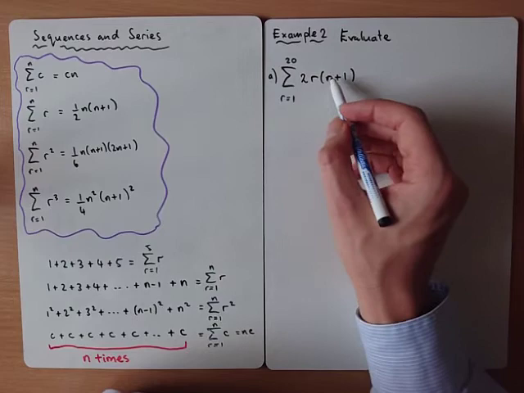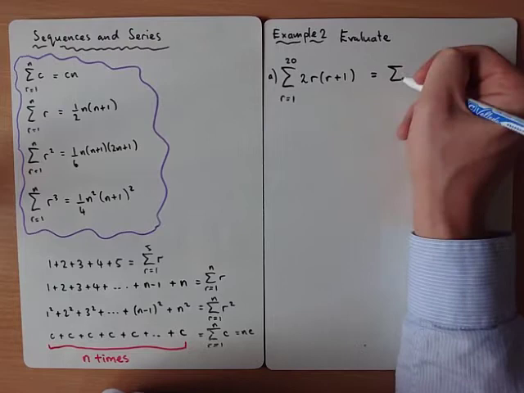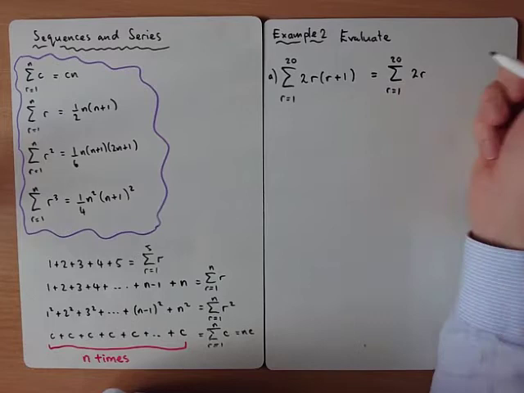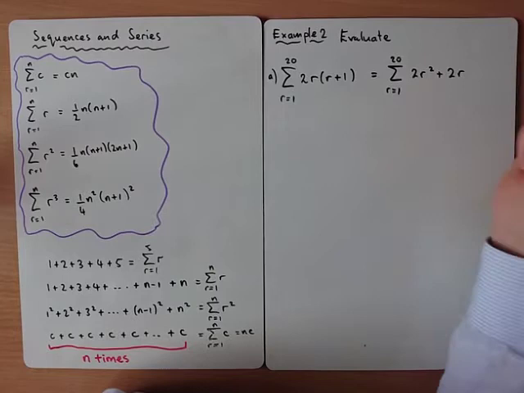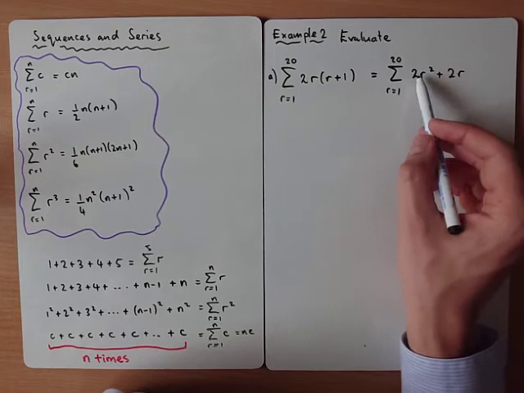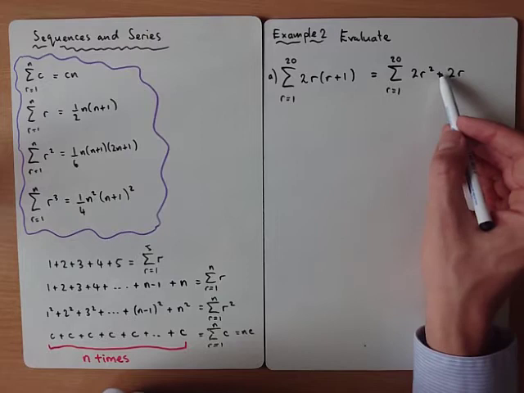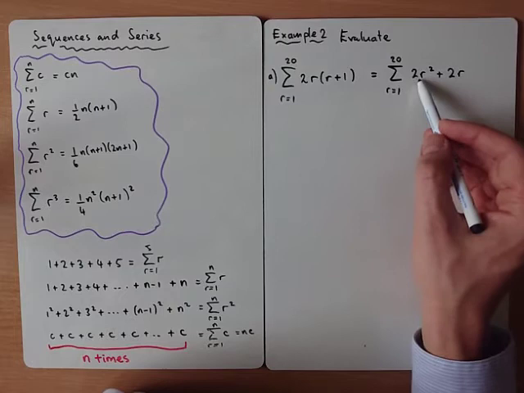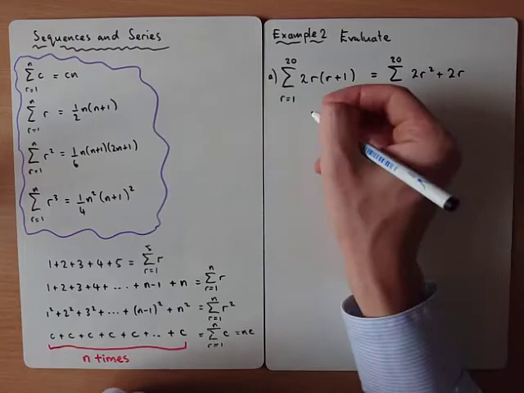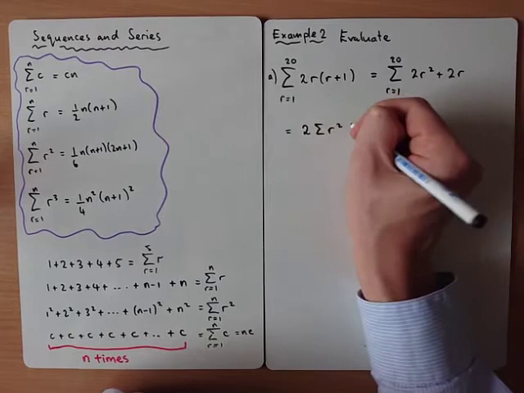The first thing we need to realise with this is we want to rewrite it before we can use any of the formulas. So we could write that as 2r squared plus 2r. And a useful tip with these series questions is because we're just adding them up, like adding up the square terms and adding up the integers, we can think about this as two separate series added together. If there's two separate things, we can split it up into two separate series. So I would say that's the same as 2 lots of the sum of r squared plus 2 lots of the sum of r.